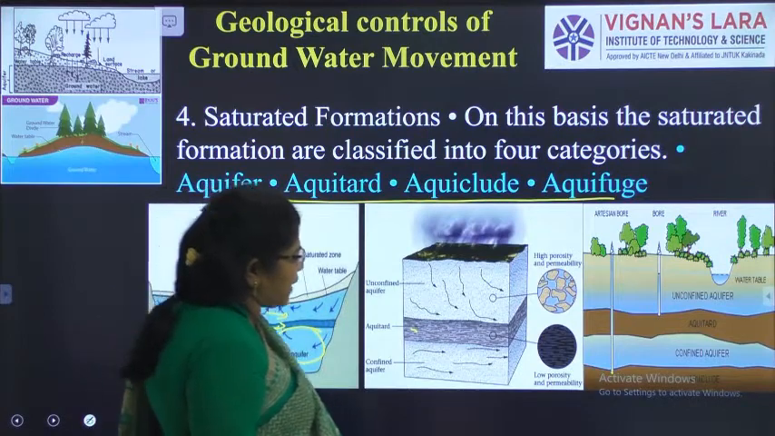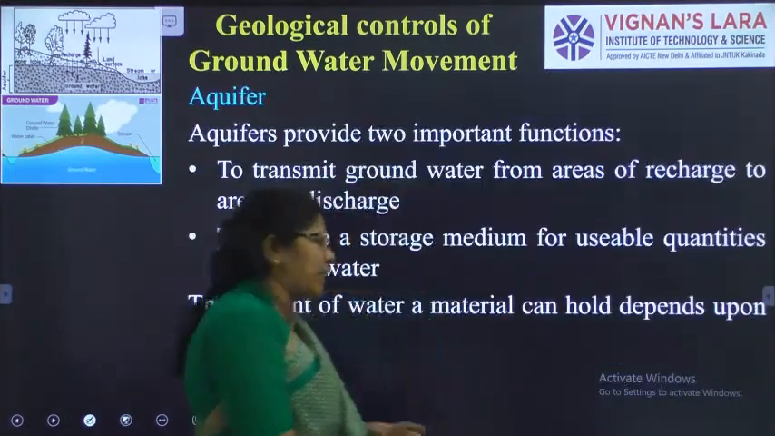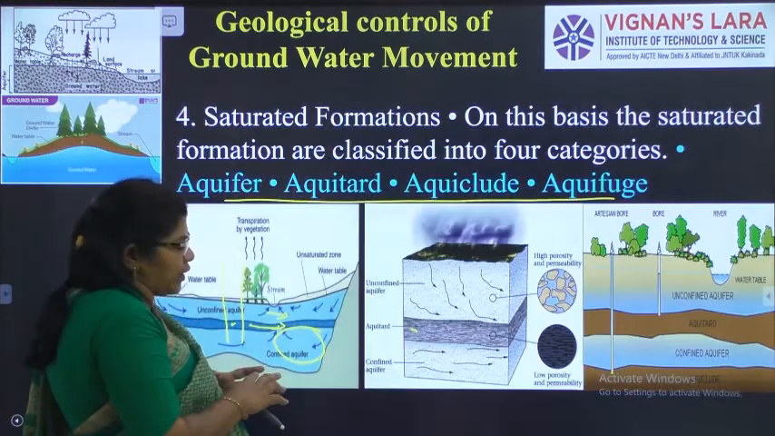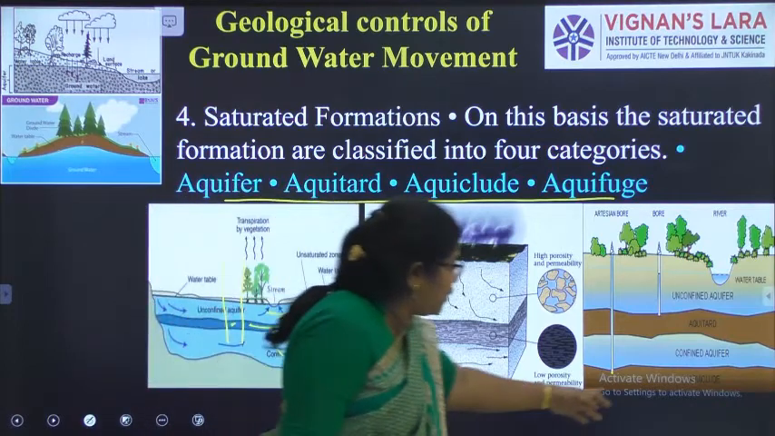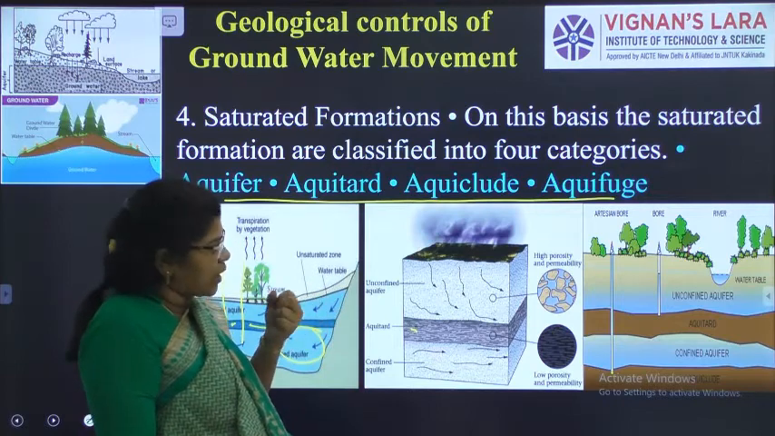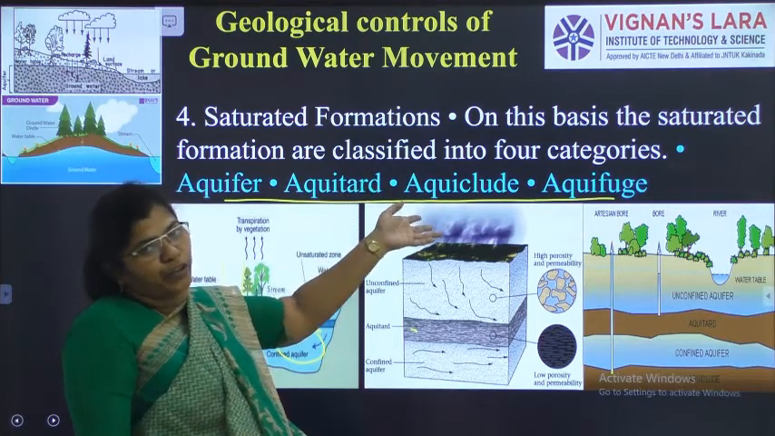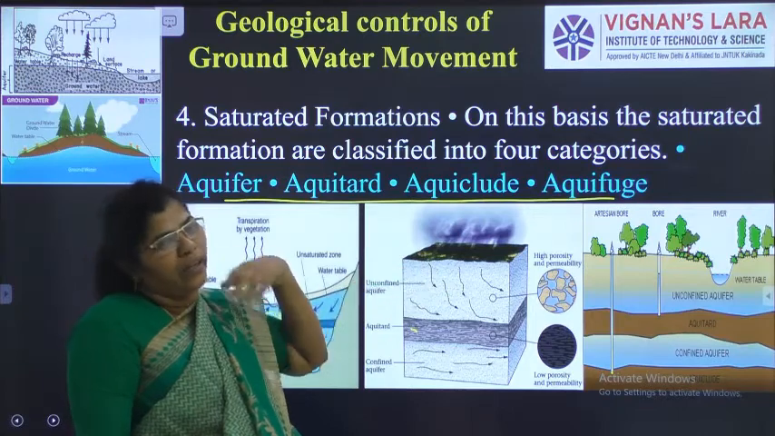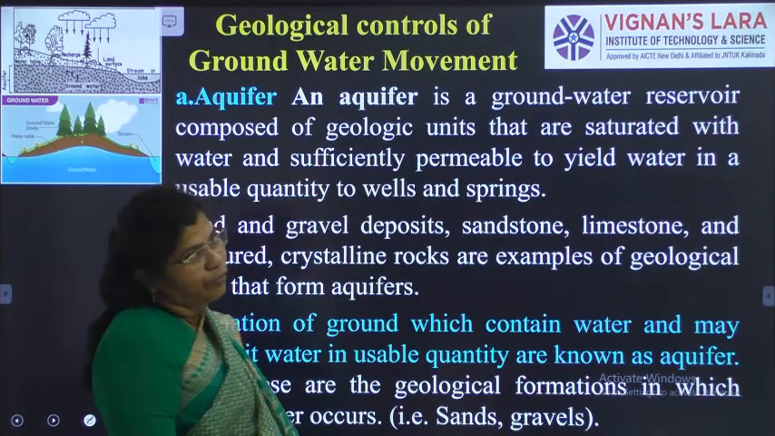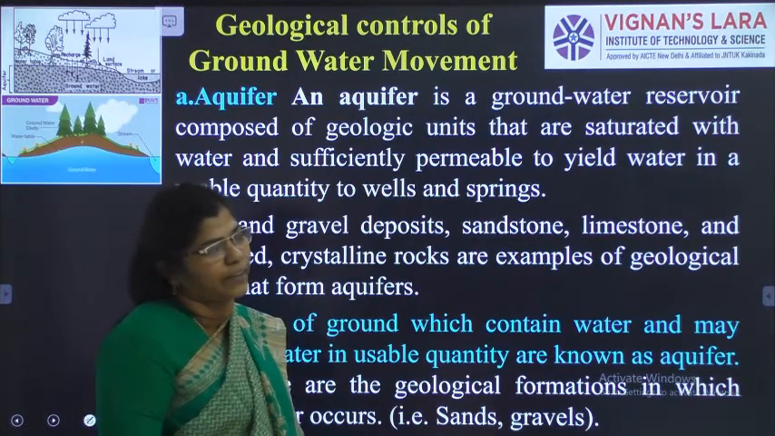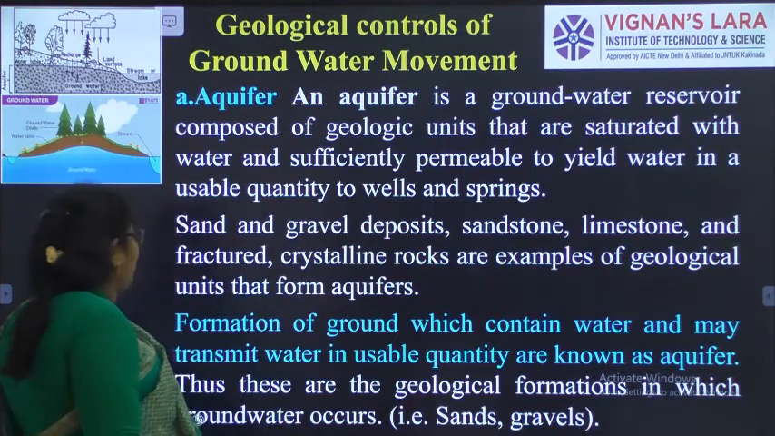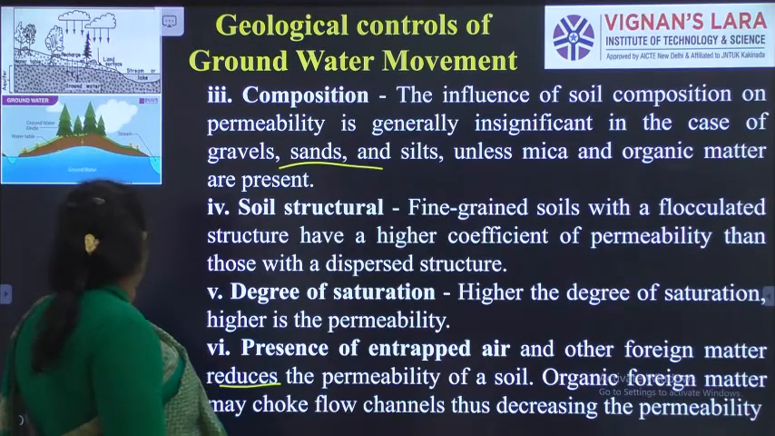Next we will see the aquiclude. Aquiclude is an impermeable layer, a very hard layer below that. It may be a clay layer which holds some water in it. But the aquifuge neither holds water nor transmits water. It is like a rock, a hard bedrock, which we call the aquifuge. So aquifer is of two types: the confined aquifer and the unconfined aquifer.